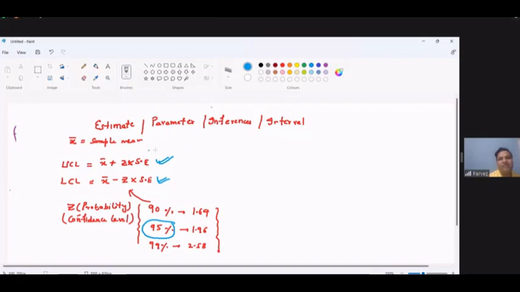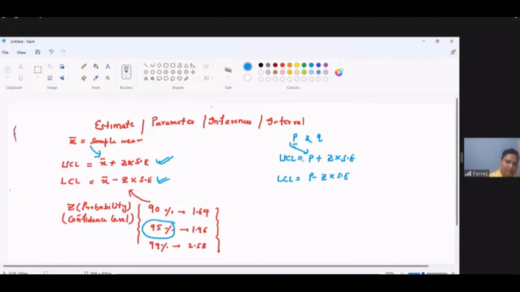Similarly, if P and Q are given, meaning proportion is given, then for the upper confidence limit I'll use the formula P plus Z into standard error, and for the lower, P minus Z into standard error. The standard error formula will remain the same. Out of those three, any one will be used. If the sample mean is given, I use X bar. If P and Q, then I use just P. Is the formula clear?